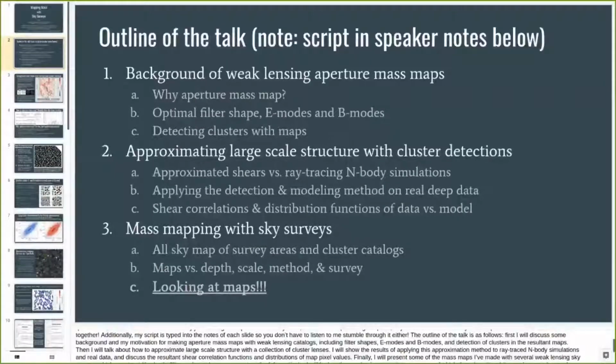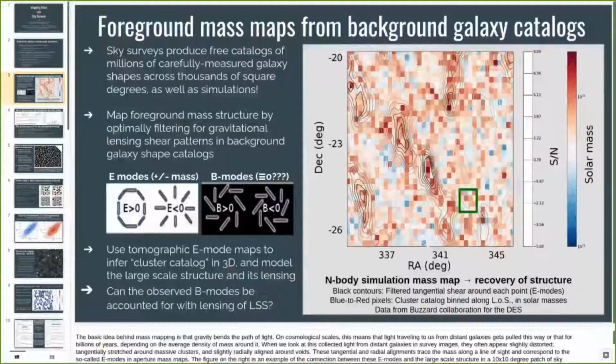Finally, I will present some of the mass maps I've made with several weak lensing sky surveys, which vary in width, depth, filter scale, and measurement method. In particular, I will look at the overlap between these surveys, of which there's quite a bit, in order to understand what features of the maps are due to the method of observation or measurement. But mostly, this is just an excuse to look at some cool maps, so I hope you enjoy them.